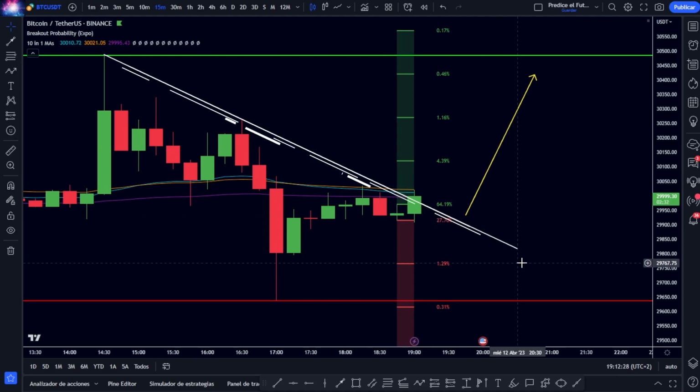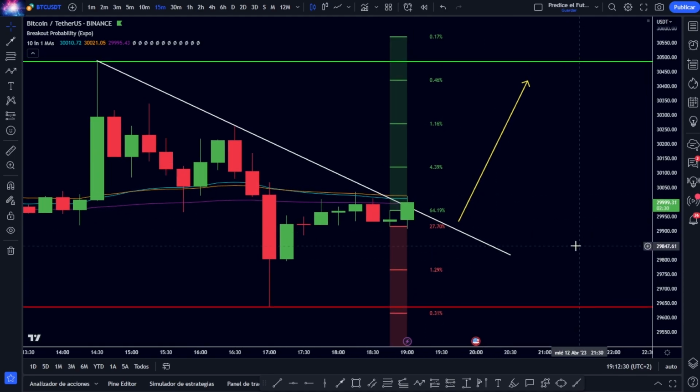It is a very basic example, but I think you understand what I mean, because in the case that the higher probability was that of the lower zone, it would be more likely not to break that trend line and to begin to fall again. So this indicator gives us information about what can happen a few minutes before, which is key, and that we can take advantage of to position ourselves in one way or another.